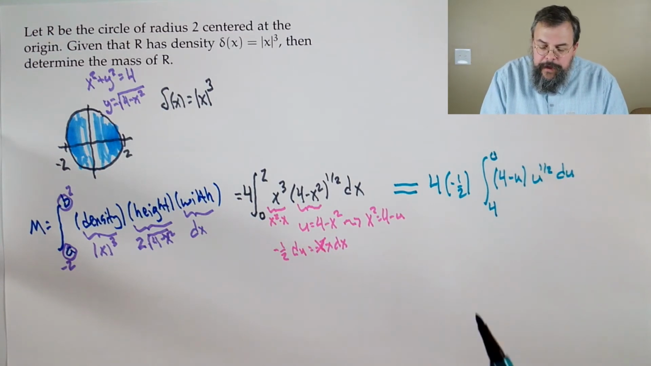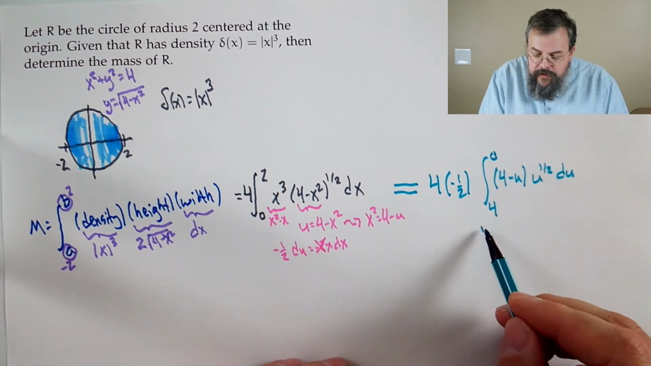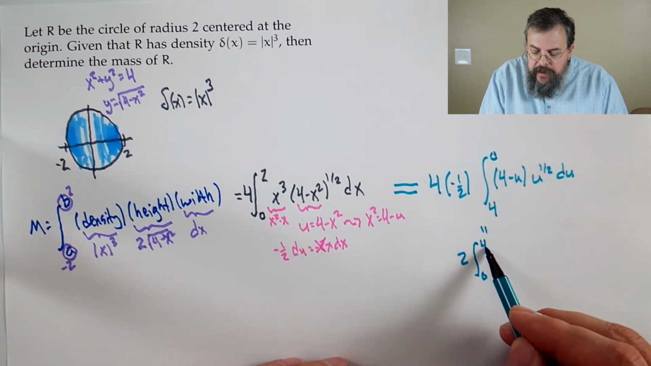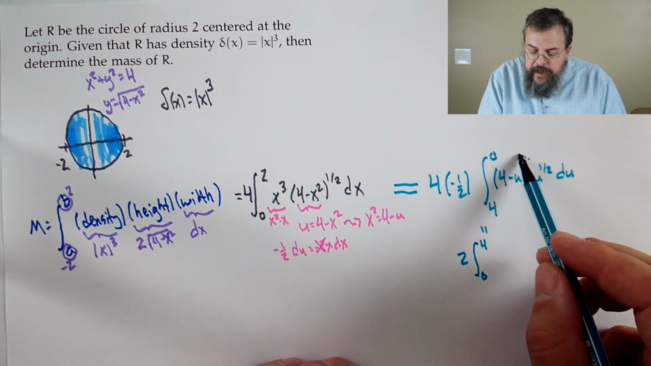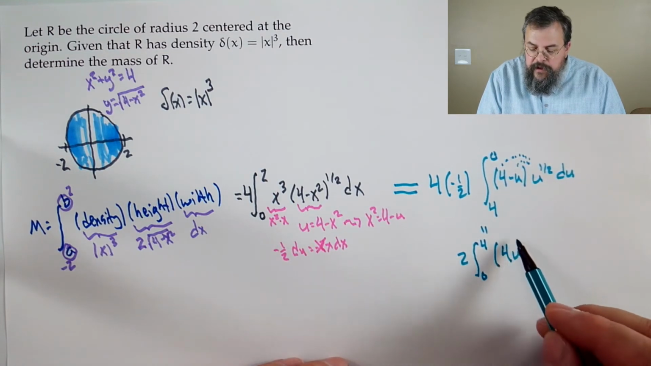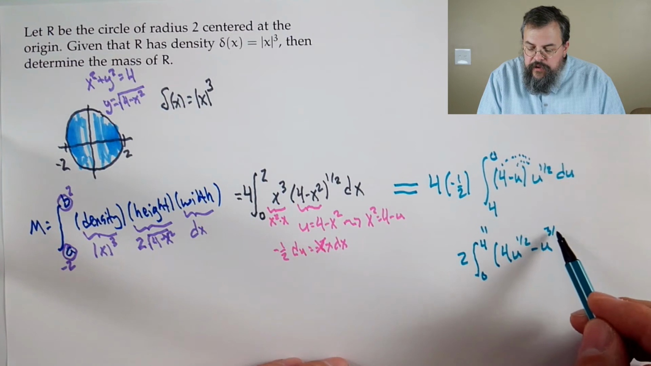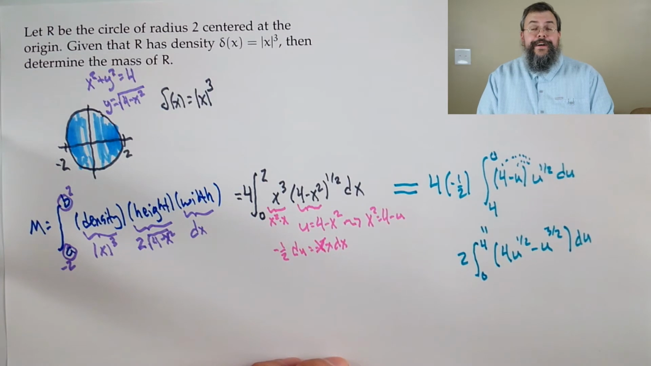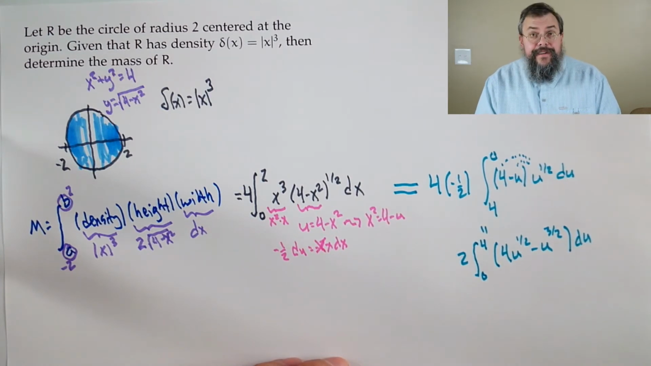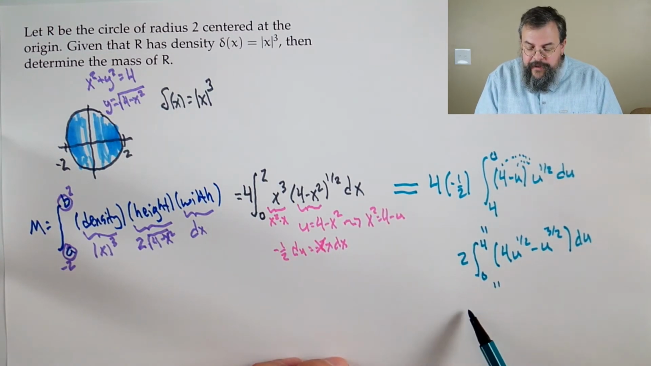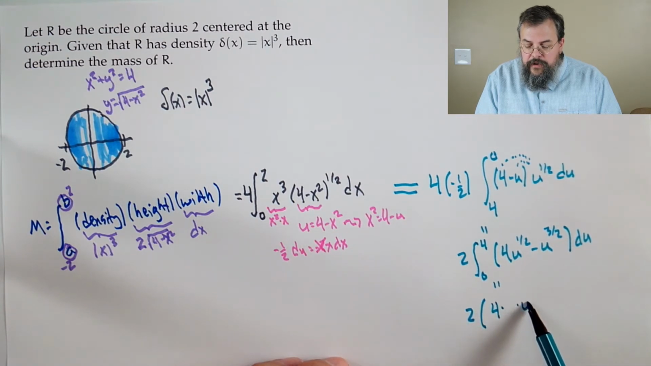So what do we have? Well, 4 times 1/2 would give us 2. And remember, the negative goes away because we're switching the bounds, 0 to 4. And now we can do our fun algebra thing called distribute. So this becomes 4u to the 1/2 minus u to the 3/2 du. And now we're like, hey, this is a reasonable integral. So we have the 2 out in front. Then we have 4. It'll be u to the 3/2.